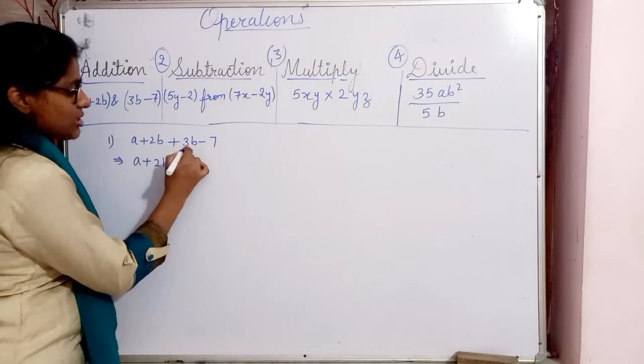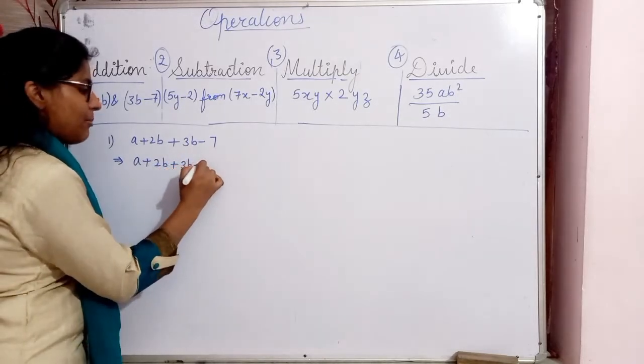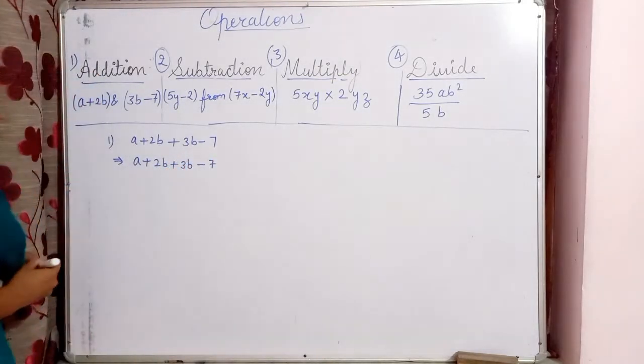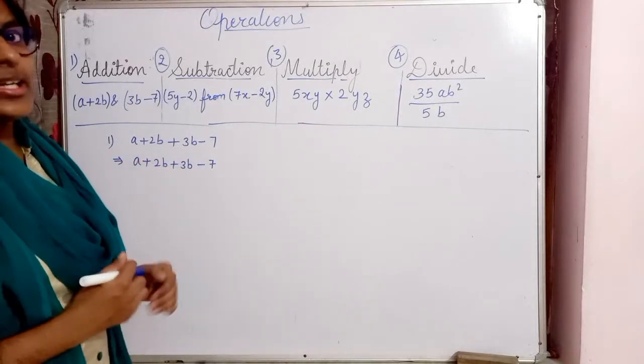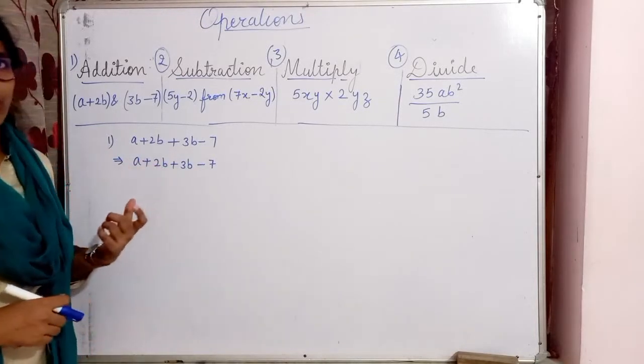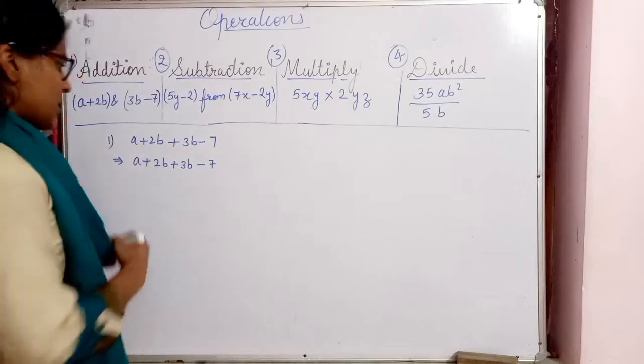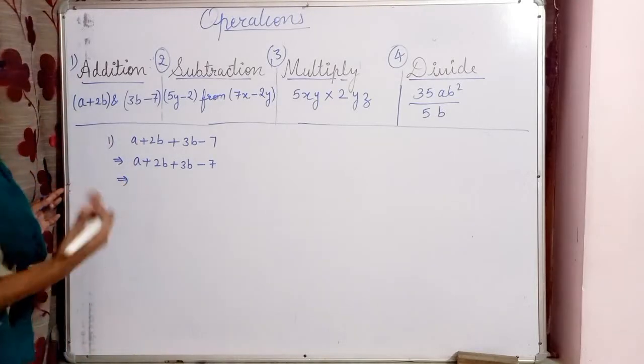Any like term is here? Yes, 3b. Already with this, and minus 7. In this question, this is already in arranged form, but in other questions maybe it's not in arranged form. So we need to firstly arrange it. Next step is add the like terms.